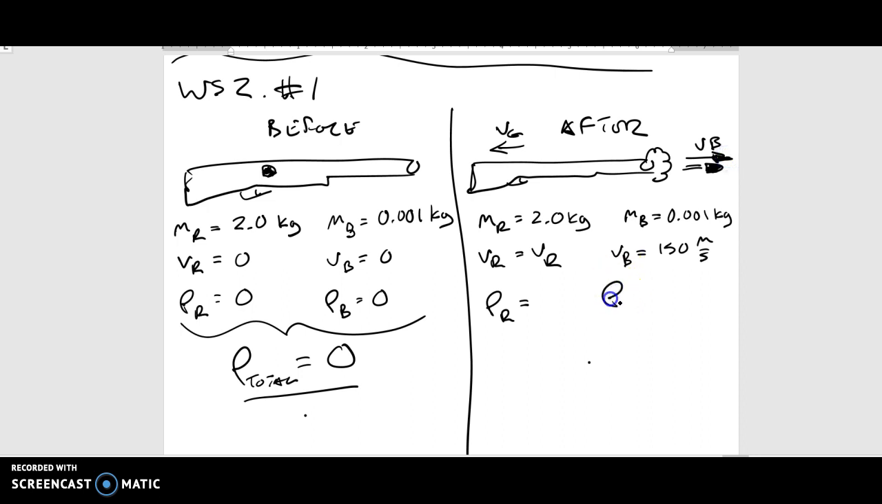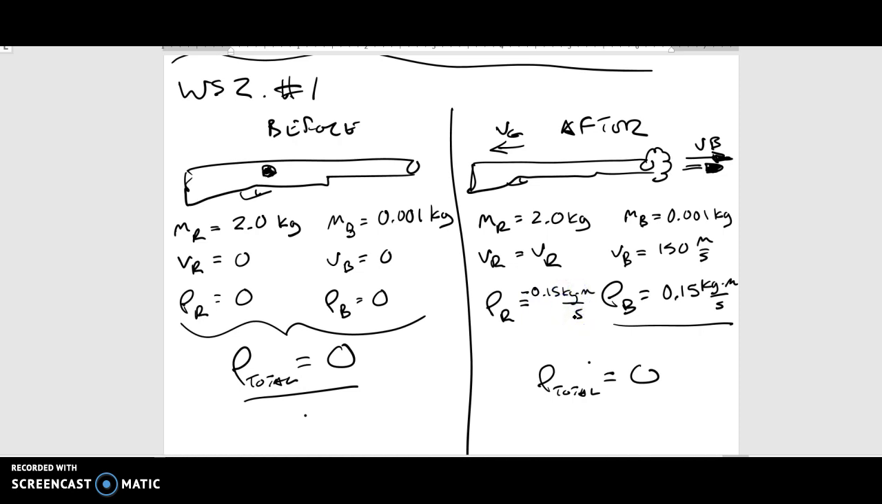So can we find the momentum of the bullet? You know we can. So we multiply those two things together and we end up with 0.15. And the units are kilograms times meters per second. So wait a minute. I thought the total momentum after has to equal 0. How can it do that if the bullet has this kind of momentum? Well, that means the rifle's momentum must be negative 0.15 kilograms times meters per second.